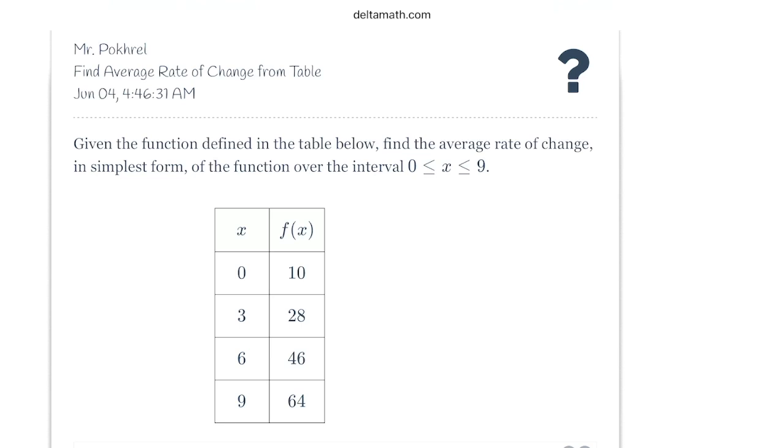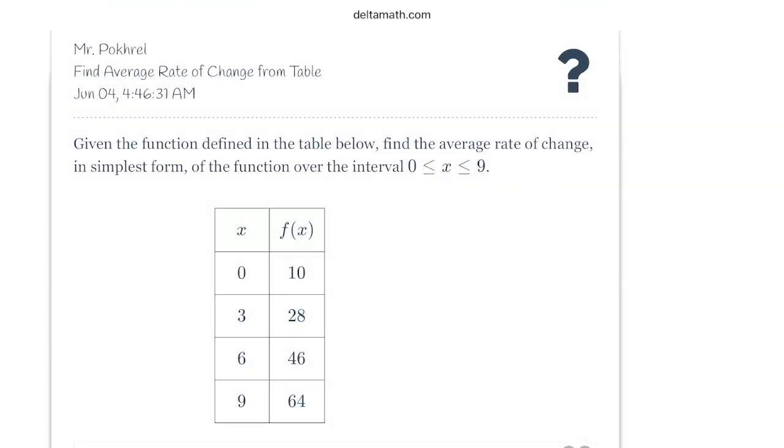So given the function defined in the table below, find the average rate of change in the simplest form of the function over the interval 0 to 9. So in the interval 0 to 9, you know the value of your function and you are asked to find the average rate of change. Right? So how do we do that?